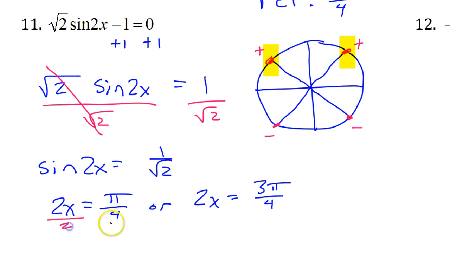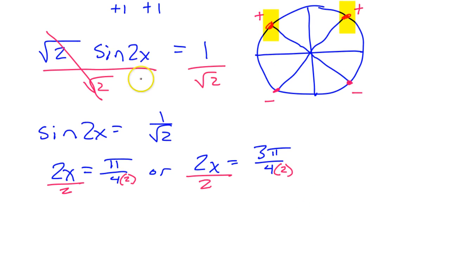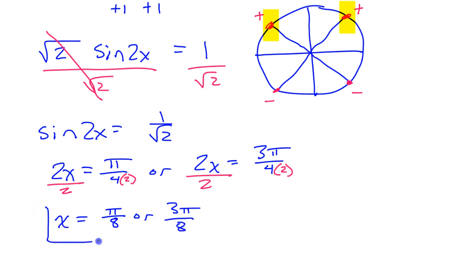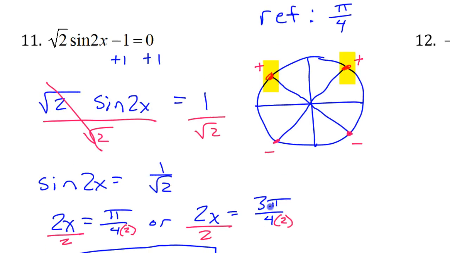So I'm going to divide by 2 on both sides. When I divide a fraction by 2, I simply put it in the denominator. When I divide this fraction by 2, I simply put it in the denominator. So that is going to give me x is equal to pi over 8 or 3 pi over 8. So these are the two solutions to problem number 11.